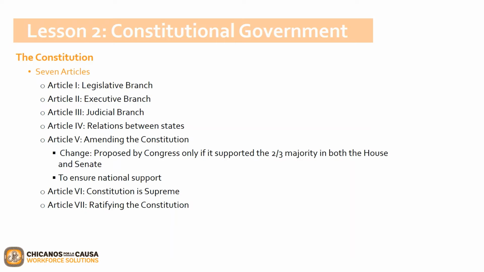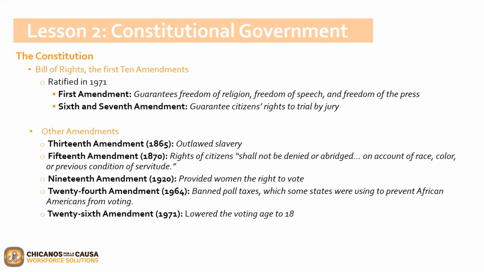Article 7, Ratifying the Constitution. And this is the necessary approval of the Constitution or any change that needs to be made. Another part of the Constitution is the Bill of Rights, which are the first 10 amendments. The 10 amendments were ratified into the Constitution in 1791. These are just some examples of the first 10 amendments.